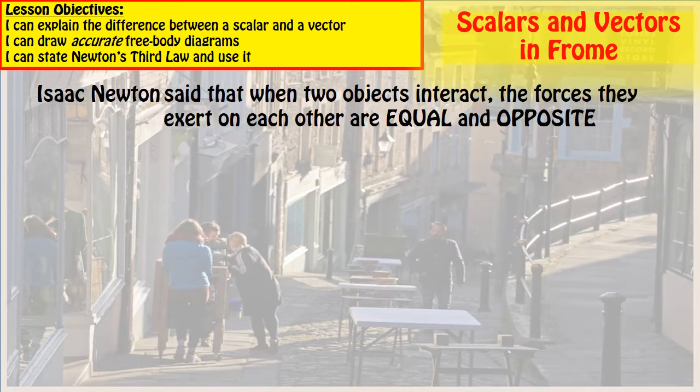So he says, and you need to be able to quote this, when two objects interact, the forces they exert on each other are equal and opposite. So Isaac Newton said, when two objects interact, the forces they exert on each other are equal and opposite. And that's Newton's third law of motion. If you look at our objectives, it's the bottom one, the third one. That's something that you need to be able to state off by heart. You also need to understand what it means as well. We'll go through that now.